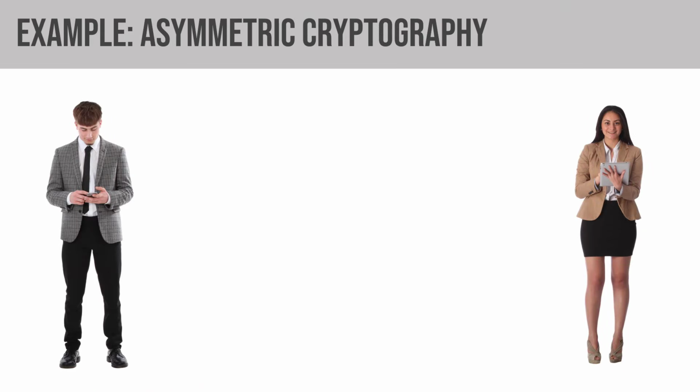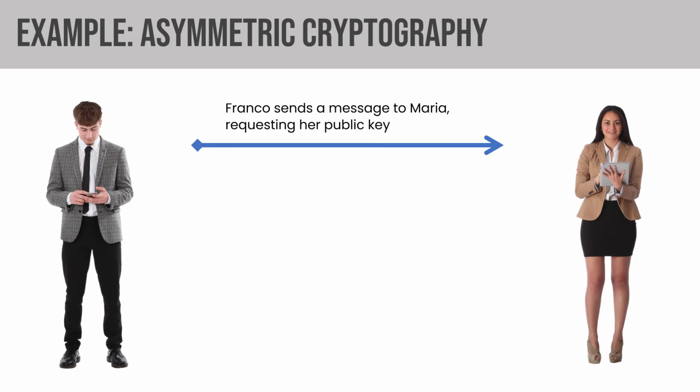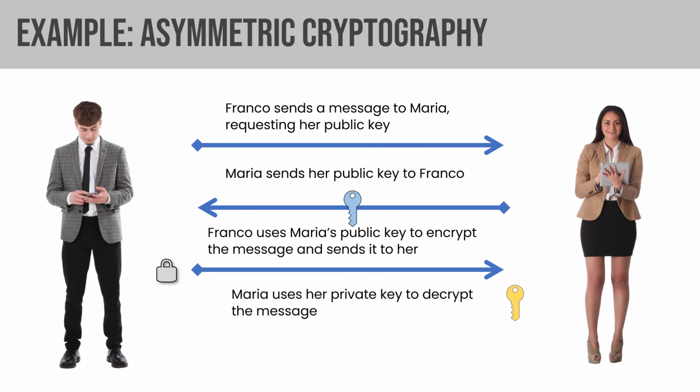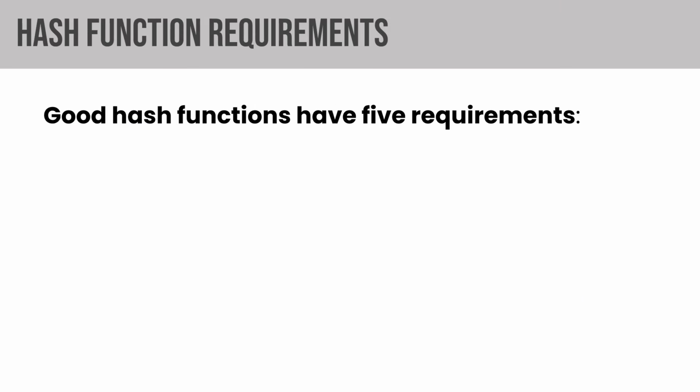So let's look at a simple example. We have Franco and Maria. Franco sends a request to Maria requesting her public key. Maria sends her public key back to Franco. Remember, your public key is shared with all, and Franco is going to encrypt his message using Maria's public key, and she's going to decrypt the message using her private key. As simple as that. And the contents of that message could be anything, including but not limited to a shared key to be used in a symmetric crypto function.